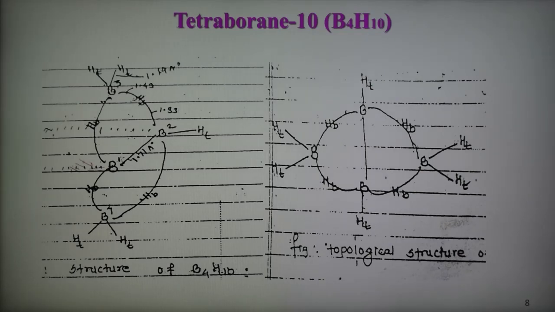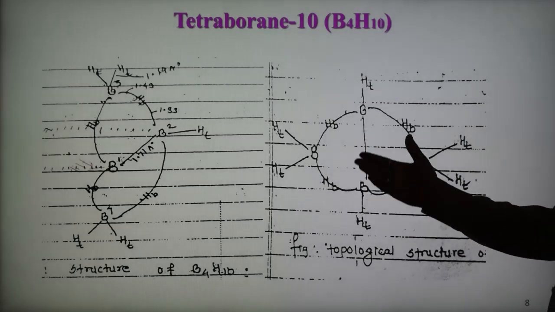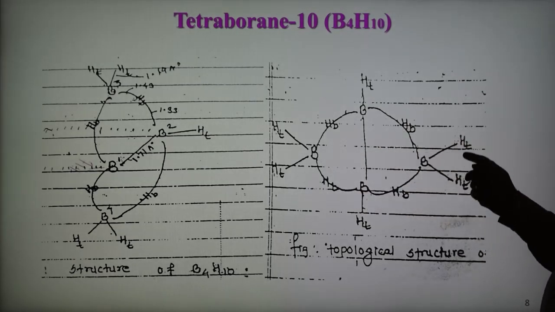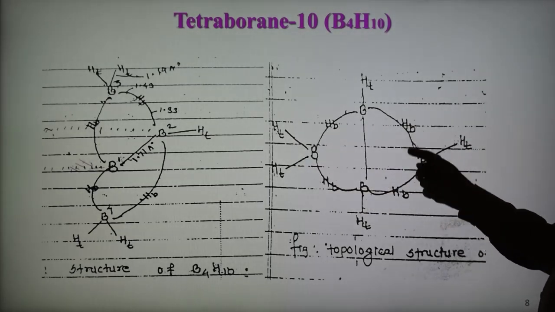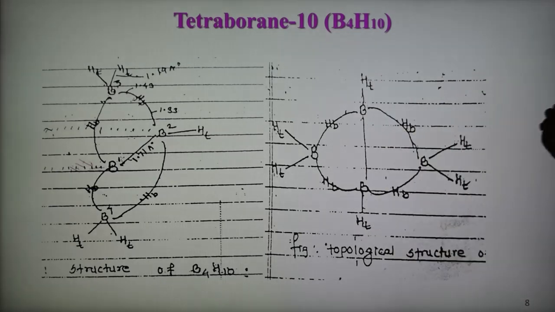The topological structure of B4H10, as we have seen, has 2 BH2 units, 4 bridging hydrogens, and 6 terminal hydrogens. This is the topological structure of tetraborane 10 having the formula B4H10. So this is the structure on the basis of X-ray, the first structure, and the bond length is also obtained from the X-ray. What is the bond length, what is the bond angle? On the basis of that we suggest this structure for B4H10.